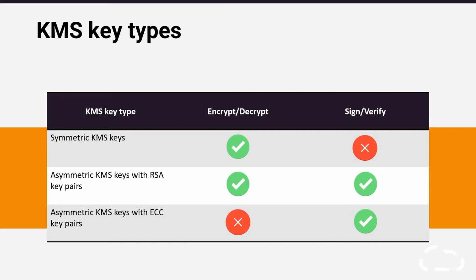Keep in mind that for public key encryption, you must use the RSA public key cryptosystem. The ECC technology, which is also supported by KMS, works only for signing messages. No worries about the cryptosystems, we will talk about them later.